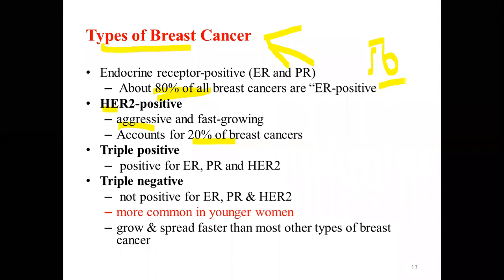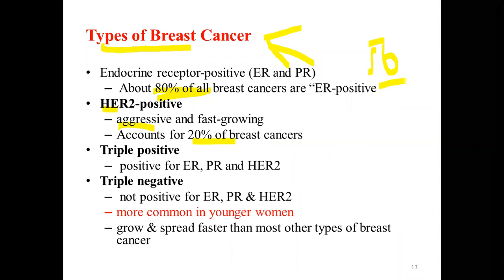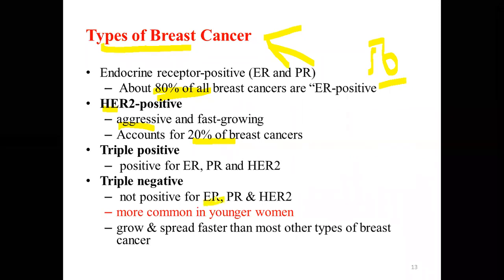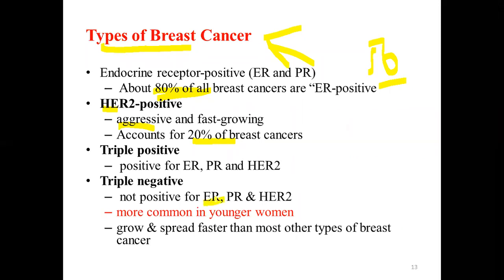For triple positive, that means the patient was expressing all the receptors, and that means the risk is very high. Then triple negative means the tumor was not expressing estrogen, progesterone, and HER2 hormone. By the way, triple negative usually grows and spreads faster than most other types of breast cancer.